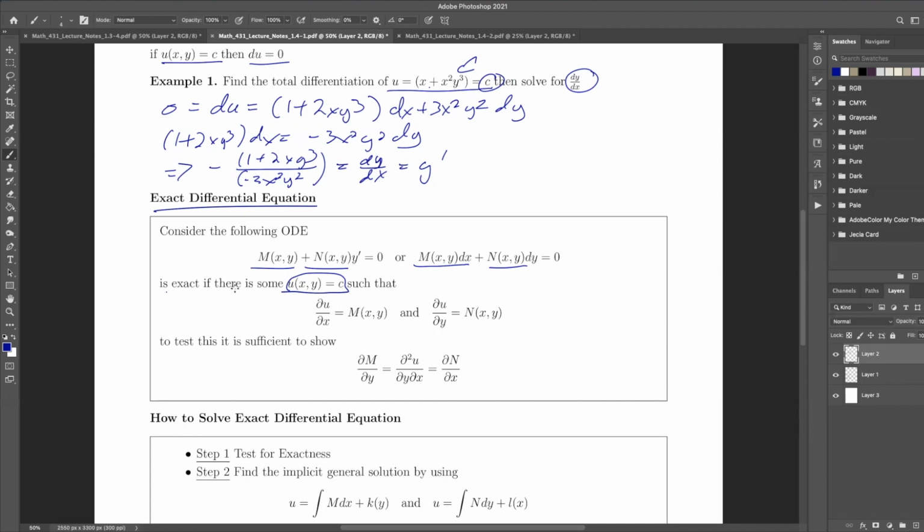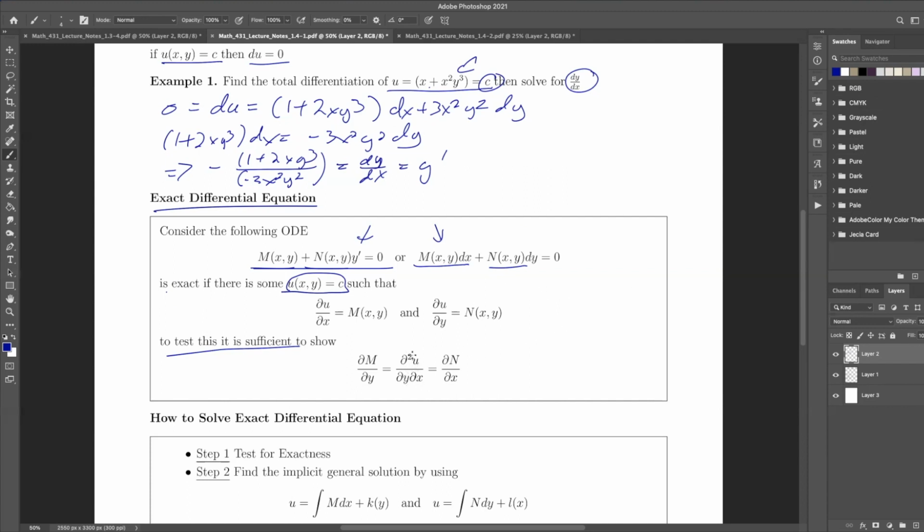Basically we're saying, given this, was there a function that, if I took a total differentiation, produced this equation? That's the question we're asking. When I ask if it is exact, I'm asking, was there a function that, if I totally differentiated it, produced this function? To test this, it's sufficient to show that if we take this function with respect to y and this one with respect to x, both of these equal the mixed partial of u.